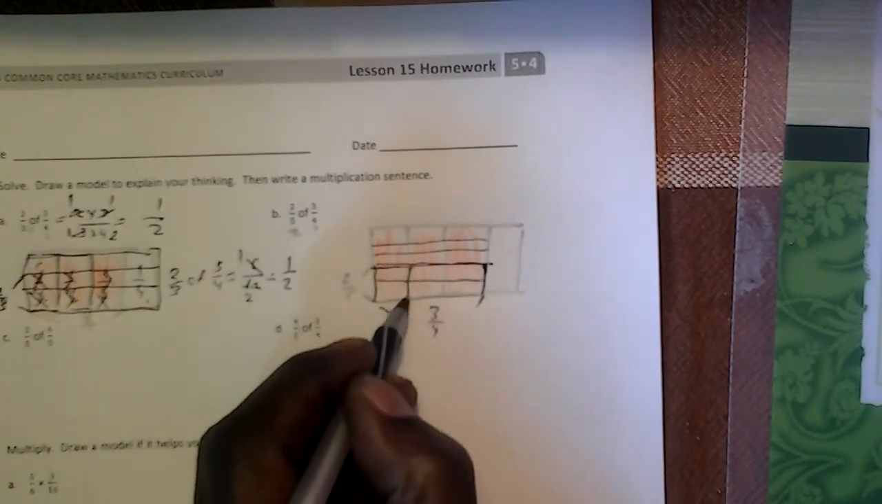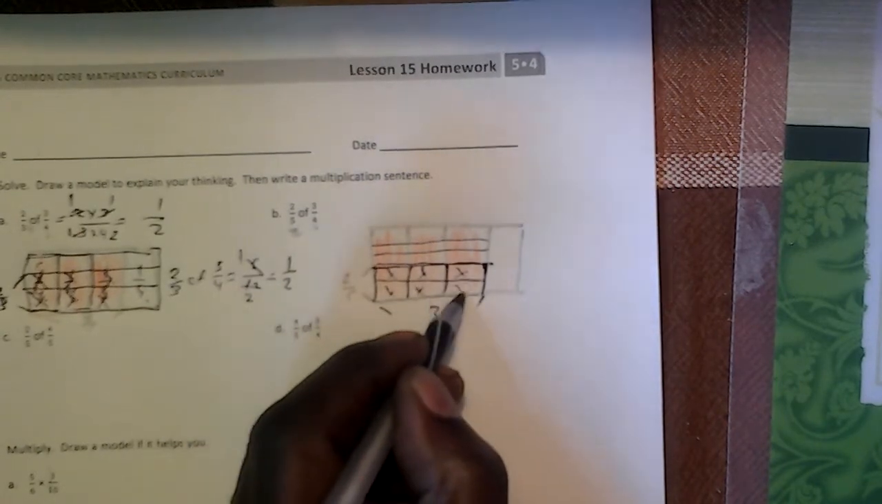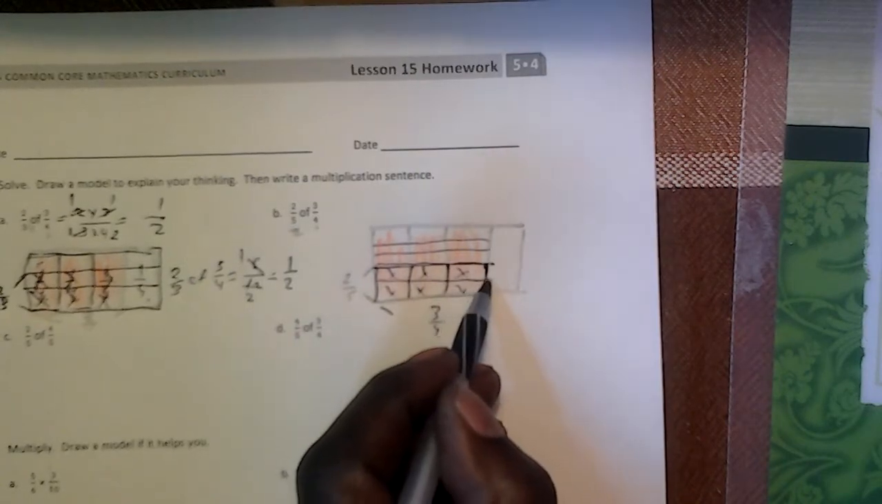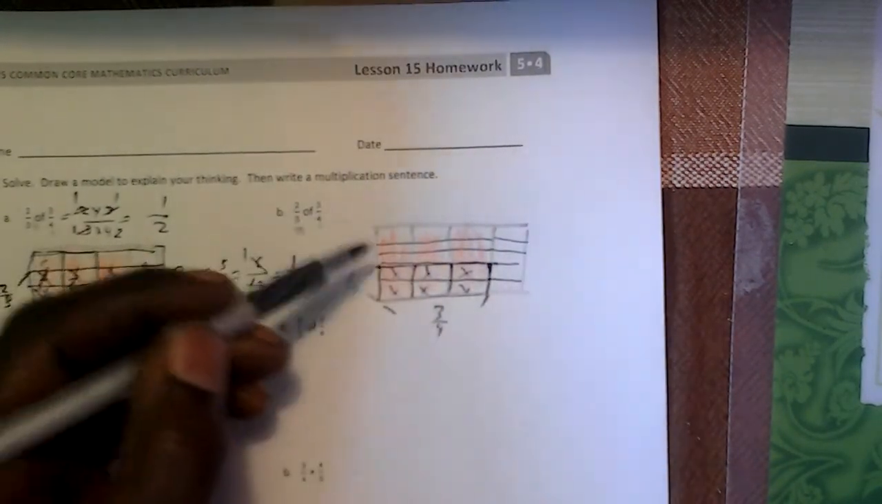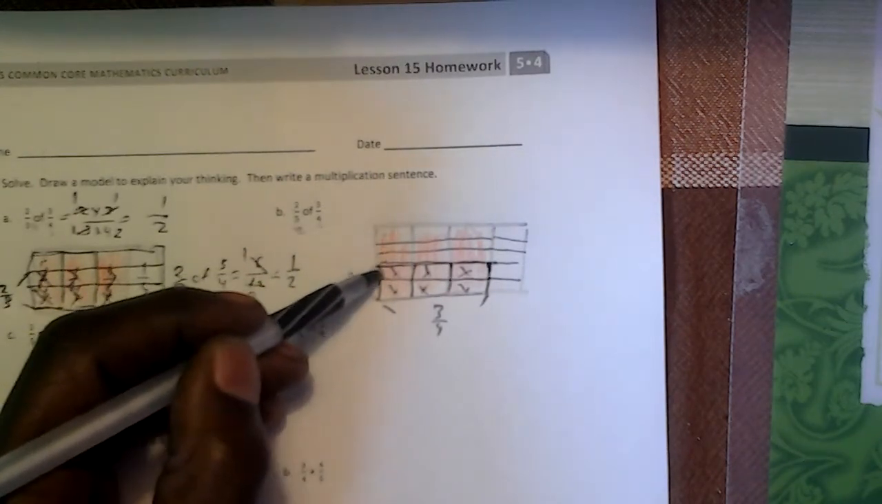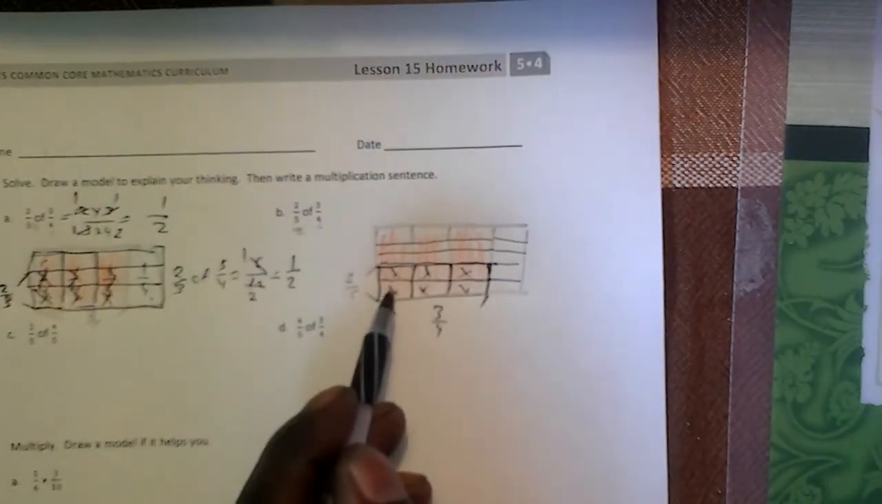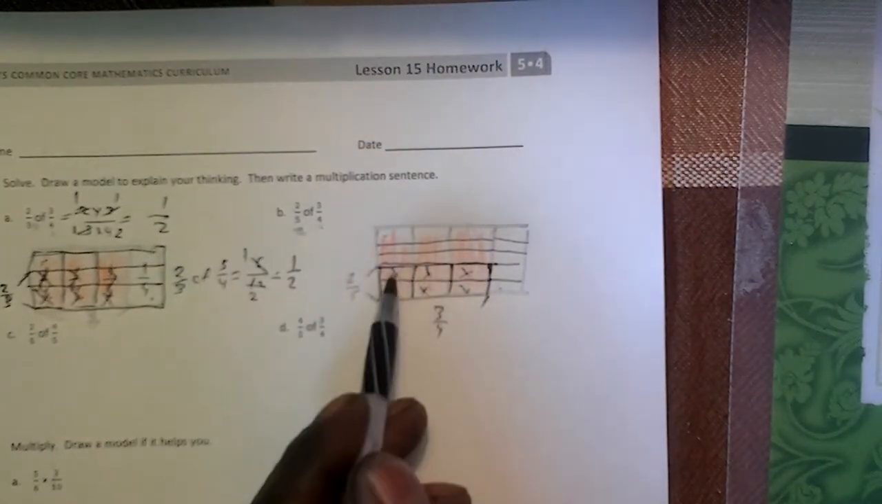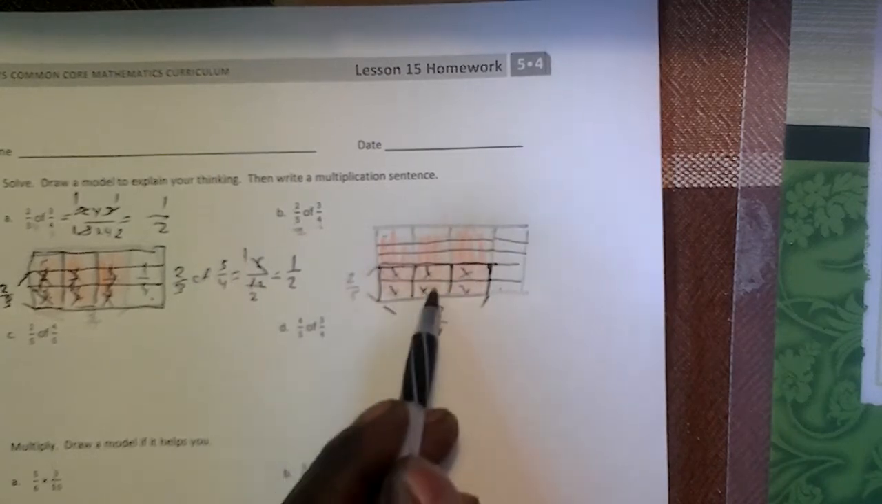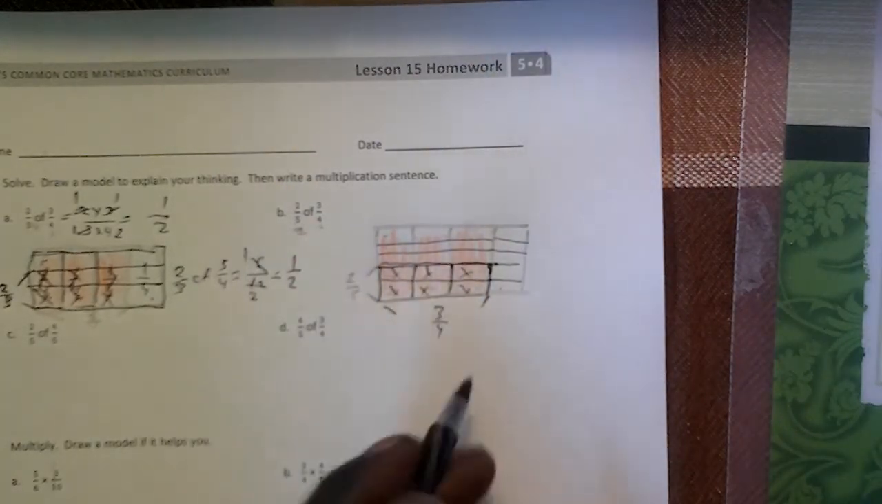So there's how many boxes? 1, 2, 3, 4, 5, 6. So we need to find out what's this without the whole piece. So let's continue our lines across. 1, 2, 3, 4. So we know we have 1, 2, 3, 4, 5 pieces times 1, 2, 3, 4. So that's 5 times 4 equals 20. And out of 20 we have how many pieces? 1, 2, 3, 4, 5, 6. So we have 6 out of 20.